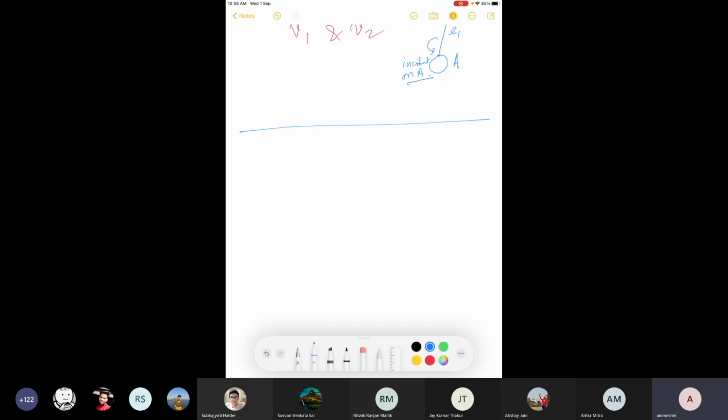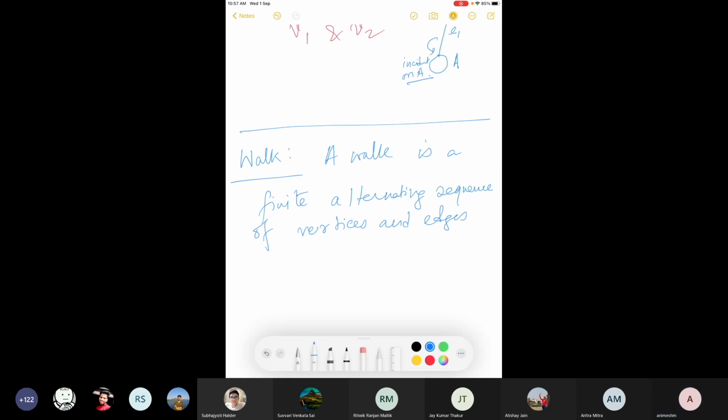Okay, so the first one, walk. A walk is a finite alternating sequence of vertices and edges always beginning and ending in some vertex.